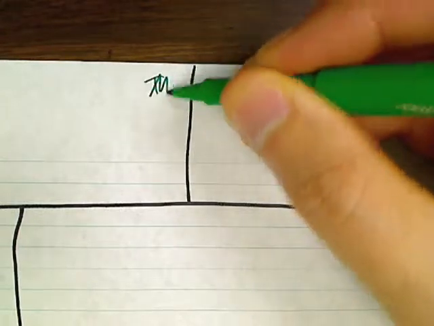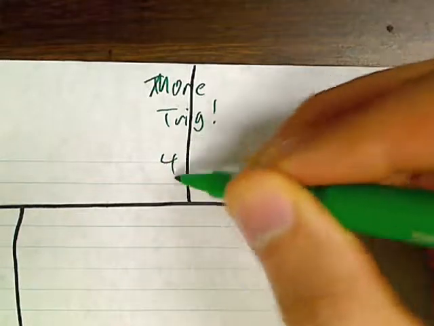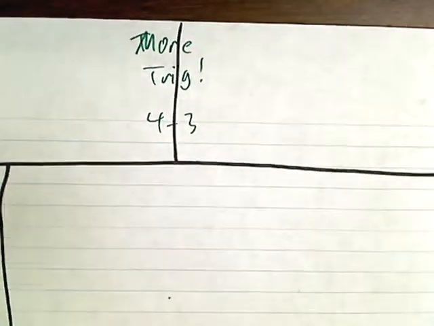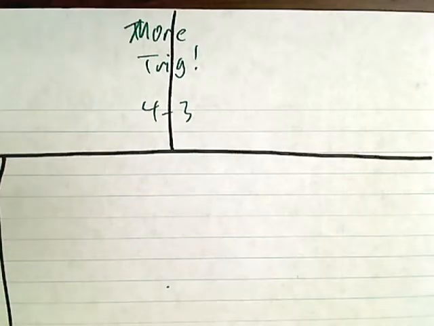More trig. More trig. 4.3. The section is really called Trigonometry Extended to Circular Functions. More trig. Let's talk first a little bit more about angles and how we draw angles in the coordinate plane.